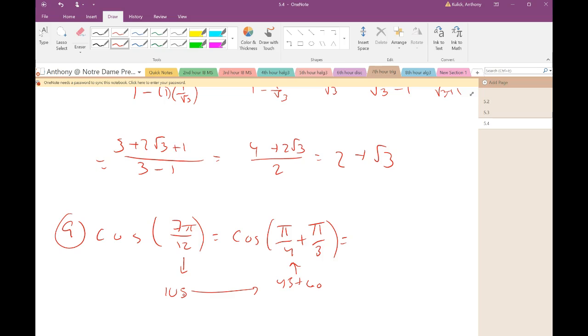Yeah, okay. Cosine is cosine pi over 4, cosine pi over 3, and then minus sine pi over 4, sine pi over 3.